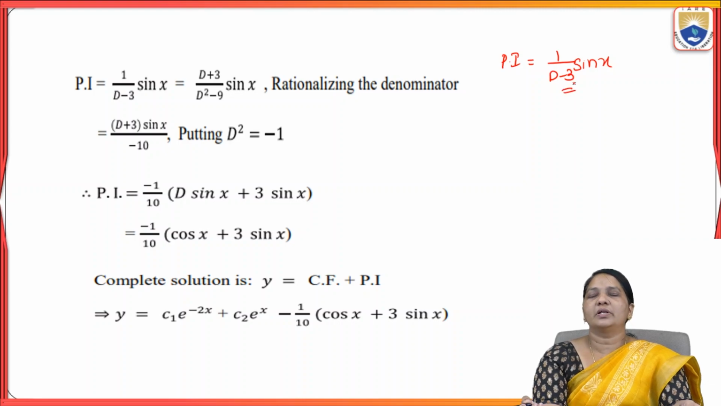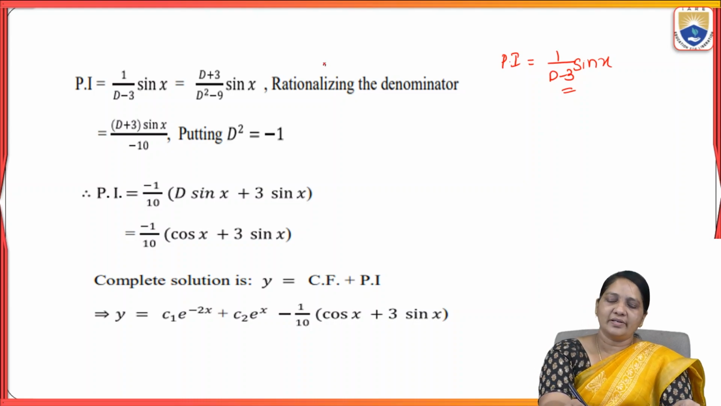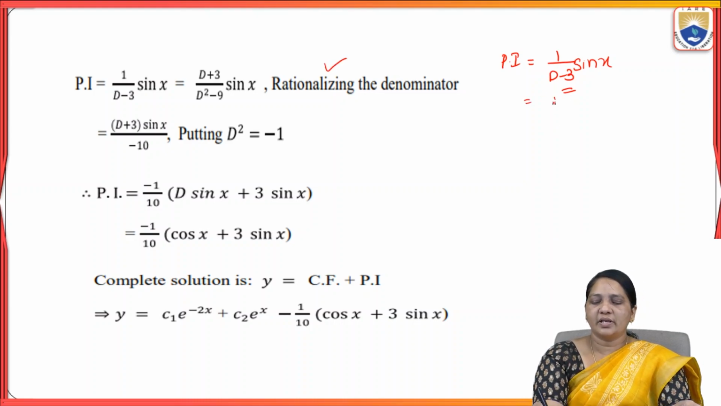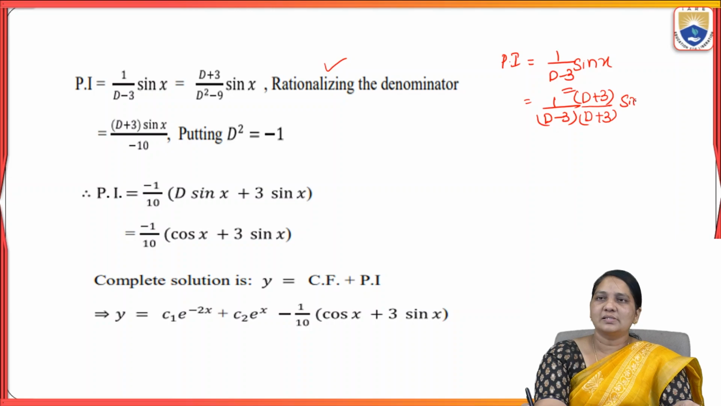So after this, what is the procedure we have to follow? If you are getting it like this with the D terms, we have to do the rationalization. So what is the rationalization I can do here? In D minus 3, in the numerator we have to multiply with D plus 3 and the denominator also, D plus 3 into sin x.